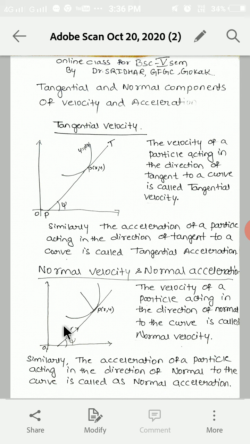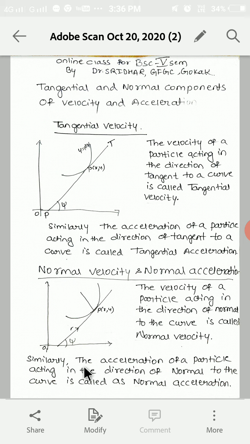Now we define normal velocity and normal acceleration. Again we consider the x-axis and y-axis, and a curve, and we draw a tangent to this curve. Normal velocity means what? First we consider a normal line. What is a normal line? It is a line perpendicular to the tangent. Now the normal velocity is the velocity of a particle directed along the normal, in this direction.